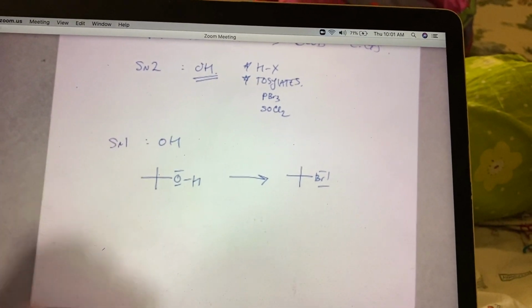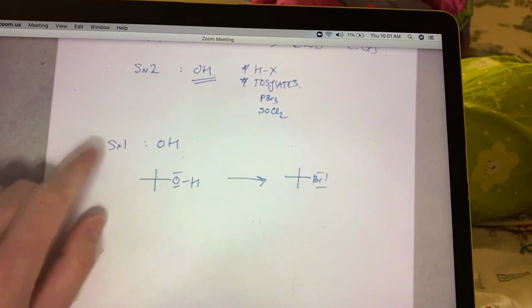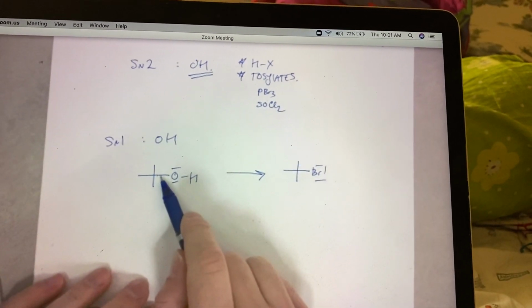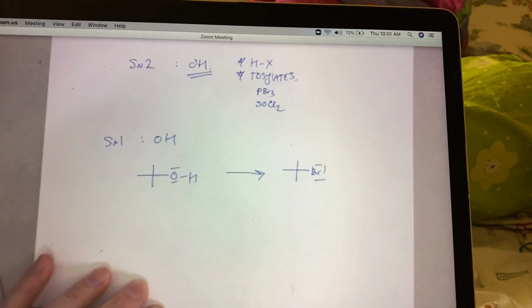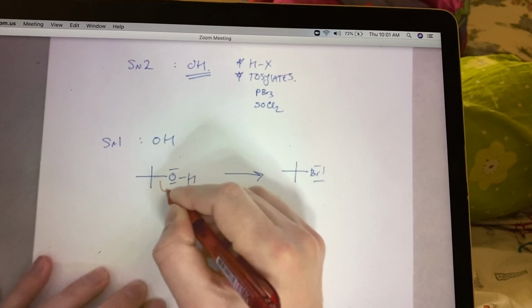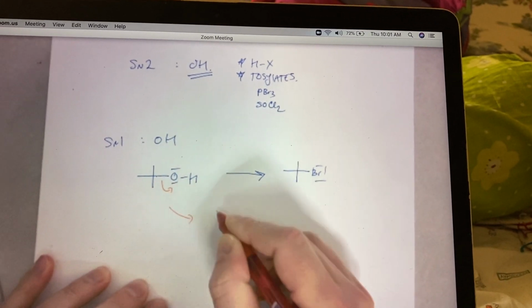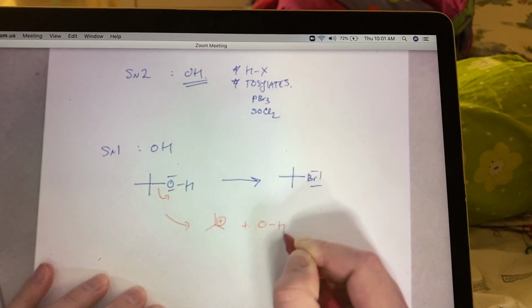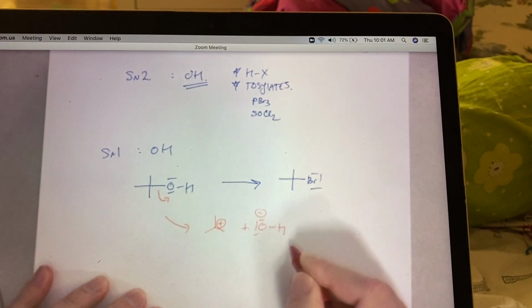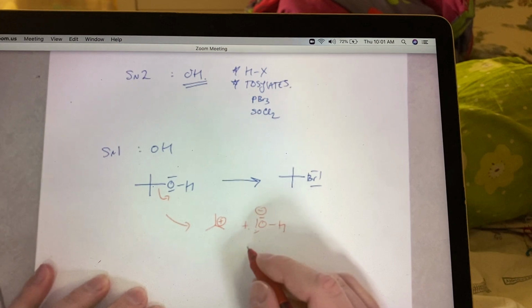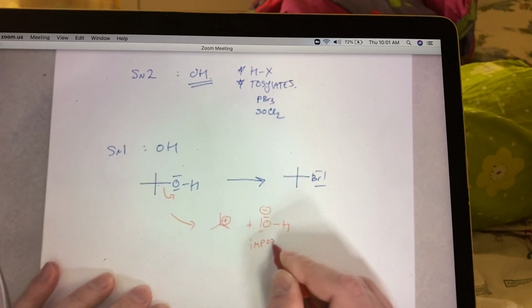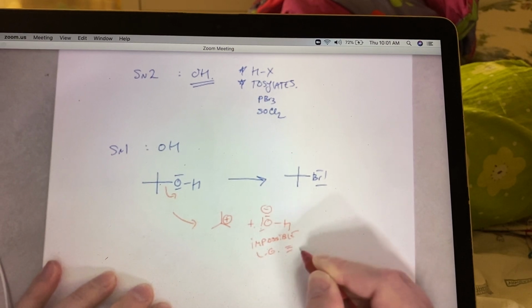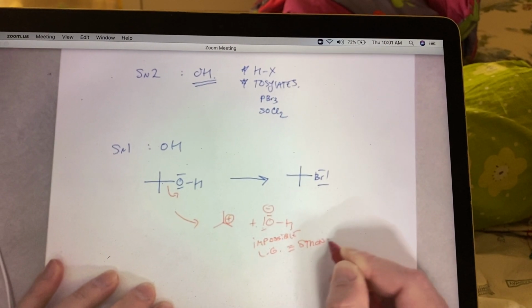Again, the mechanism has to be SN1. In the SN1 reaction mechanism, the leaving group pops off first. If we try that right now, we make a tertiary carbocation, which is no problem, plus we see what the leaving group is, which is hydroxide, which is an impossible leaving group because it's a strong base.